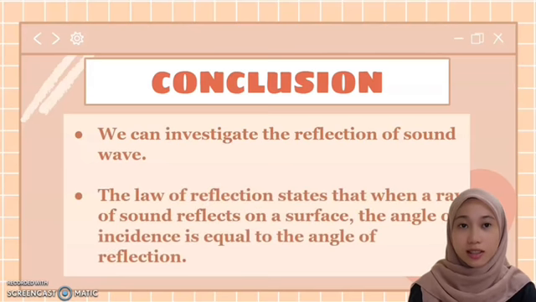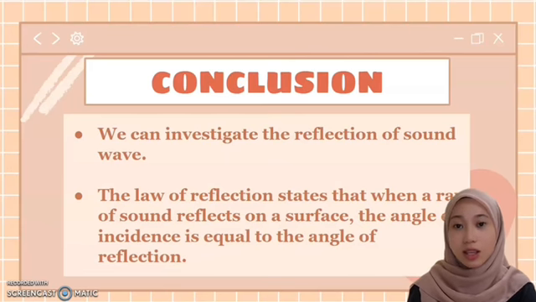The law of reflection states that when a ray of sound reflects on a surface, the angle of incidence is equal to the angle of reflection.